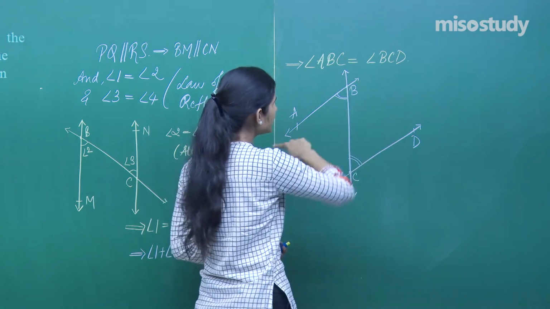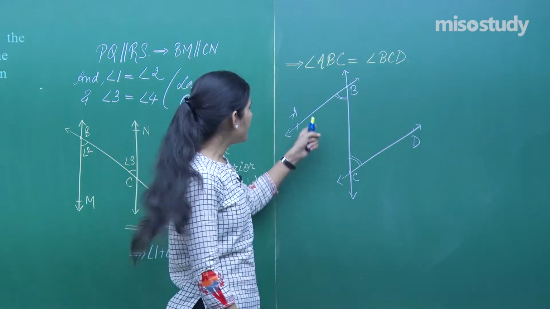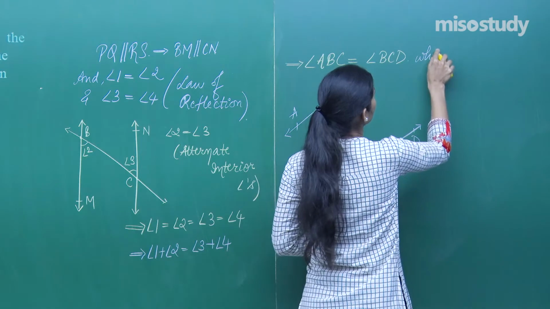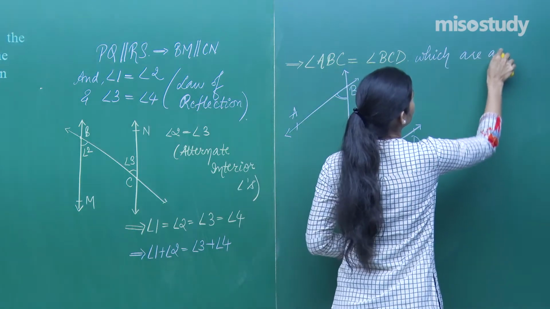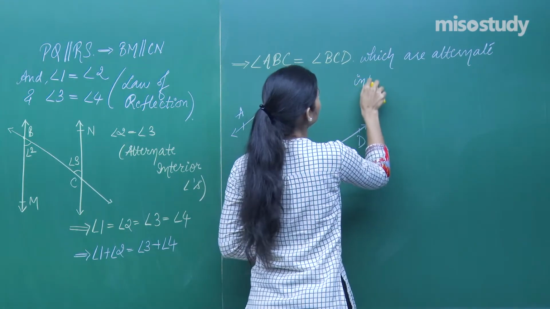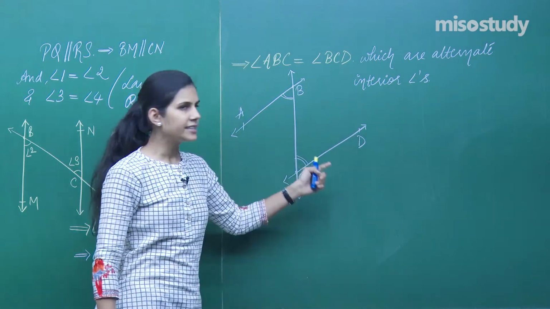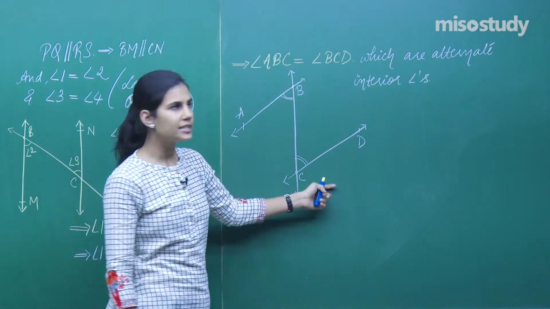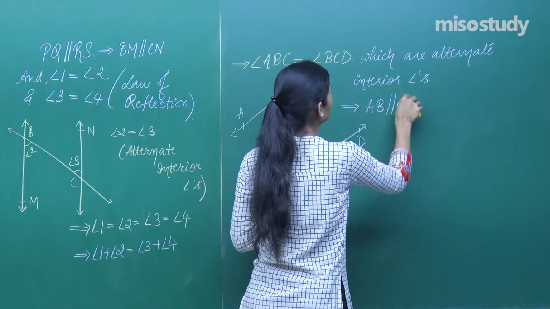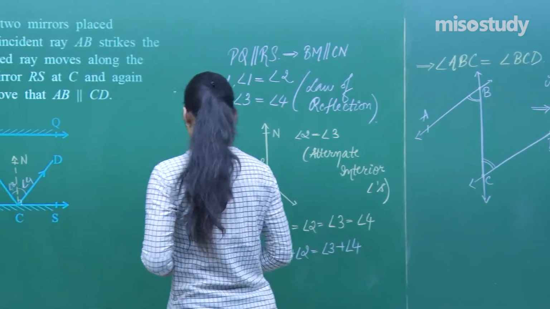A transversal is intersecting two lines making a pair of alternate interior angles equal, and therefore these two lines will be parallel. So which are alternate interior angles. The moment there is a transversal intersecting two lines making a pair of alternate interior angles equal, that means these two lines are parallel. So I have AB is parallel to CD. So I have proved that AB is parallel to CD. Let's look at the next question.